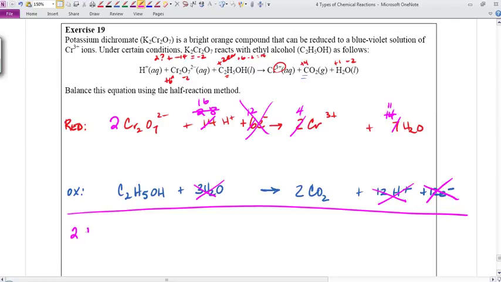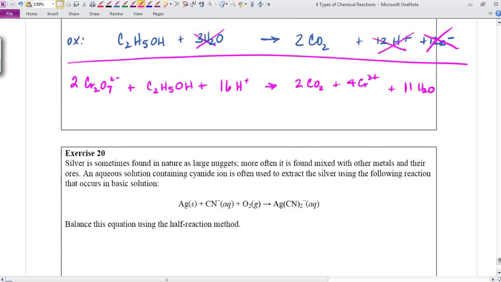2 Cr2O7 2- ions plus C2H5OH plus 16 H plus. I think I got everything. Goes to 2 CO2s plus 4, not 2, 4 Cr3 plus and 11 waters.